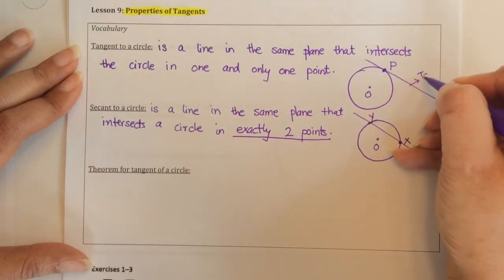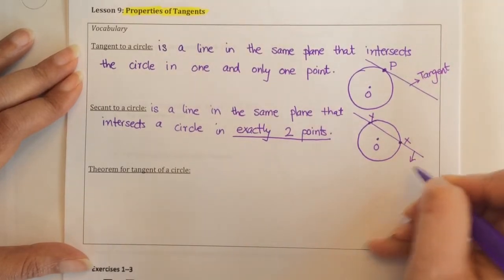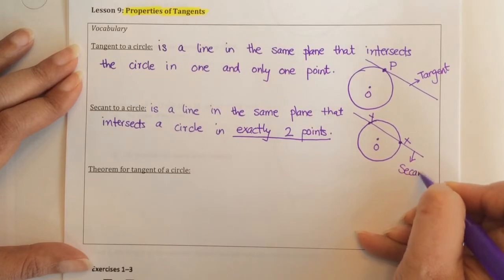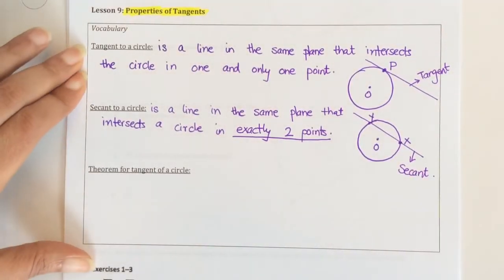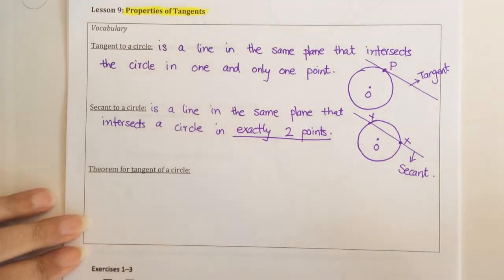So here is a tangent to a circle and here is a secant to a circle. Both of these are lines and not line segments. They are touching the circle in one place where we are calling it a tangent, and in two places when we call it a secant. Next we come to an important theorem for tangent to a circle.